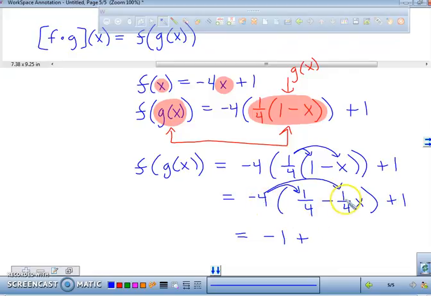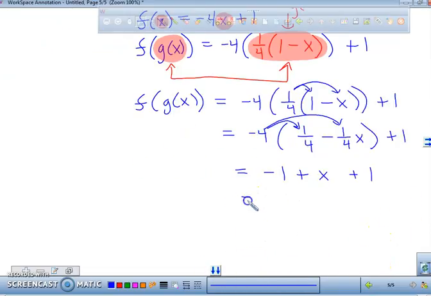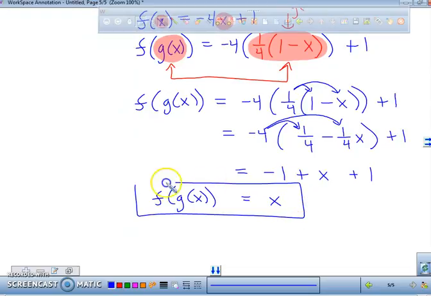And what is 4 times a 4th? What's a quarter of 4? 1. So a negative 4 times a negative 1/4 x simply equals the value of x. And over at the very end, I'm going to put plus 1, because there's a plus 1 at the end. Well, what is negative 1 plus 1? 0. So what did f of g of x end up equaling?